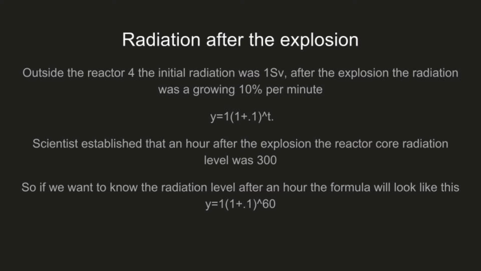Outside reactor 4, the initial radiation was 1 Sievert, and after the explosion, the radiation was growing 10% per minute, giving us the formula y equals 1. Scientists established that an hour after the explosion, the reactor core radiation level was 300. So, the formula will be y equals 1 times 1 plus 0.1 raised to 60.